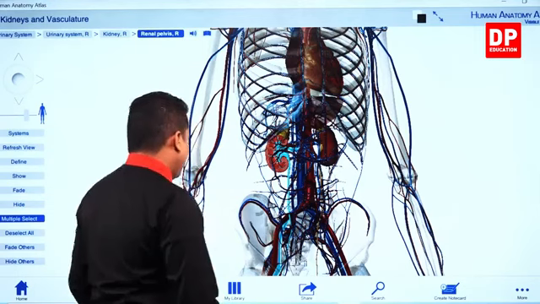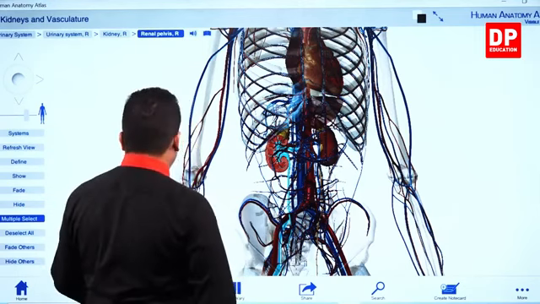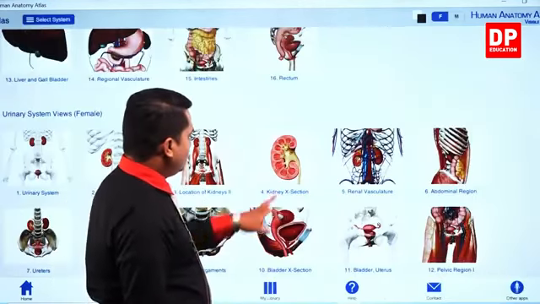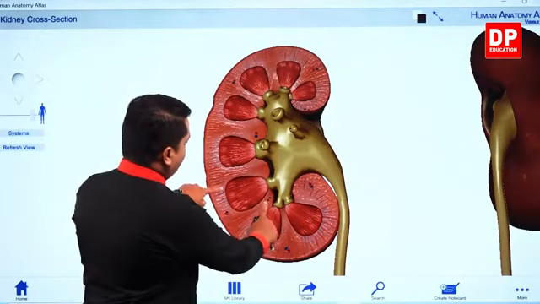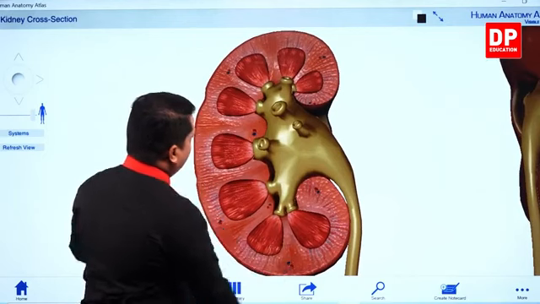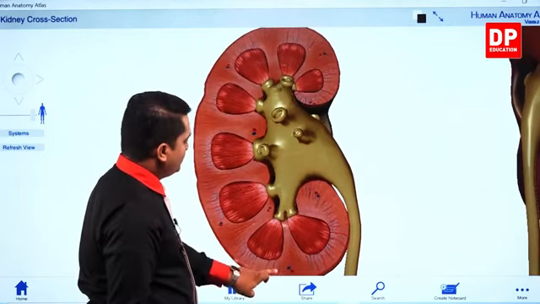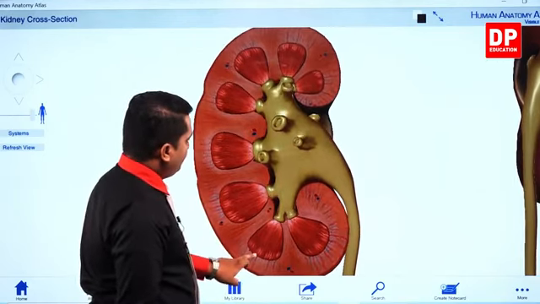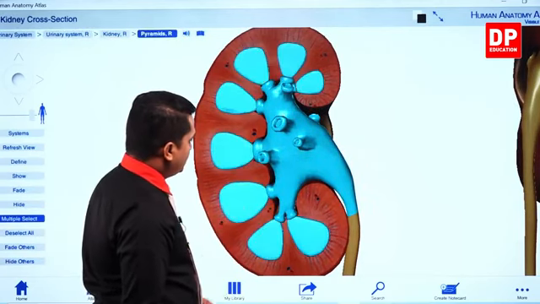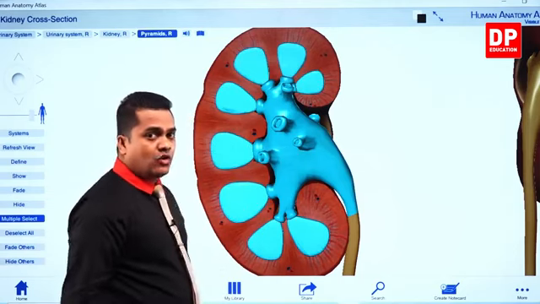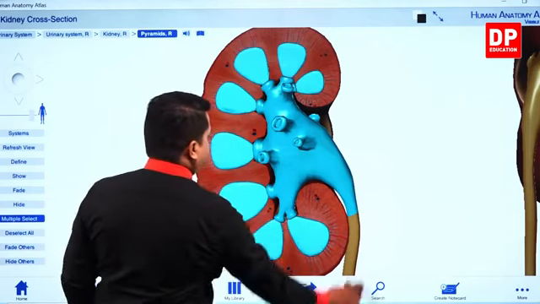So I'm going to use a different color figure once again to show the cross section of a kidney, right? This is a much better image than the previous one. So here you can observe the pelvic region, renal pyramids, medulla and the cortex very clearly, right?